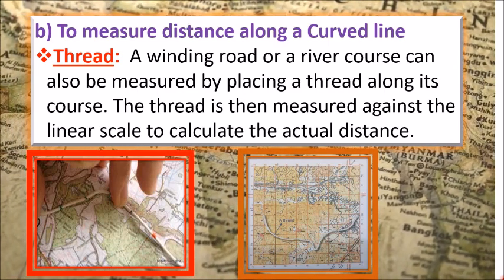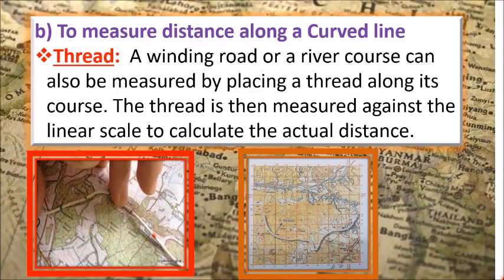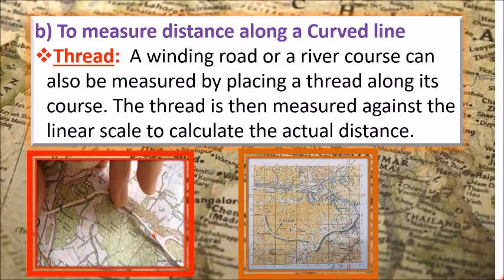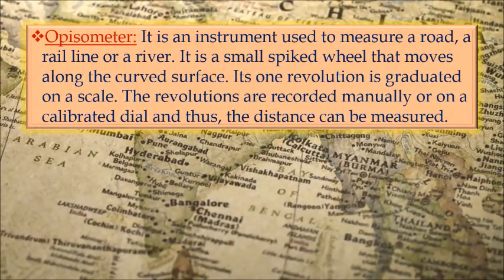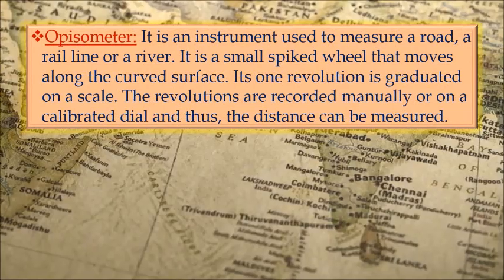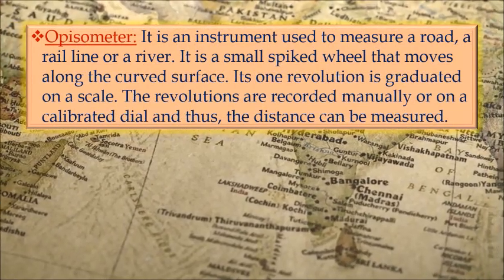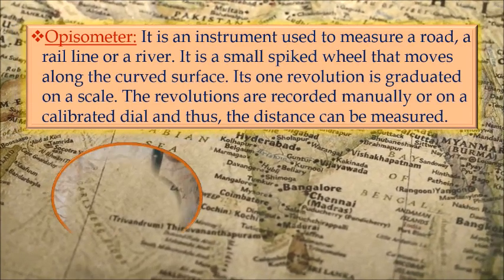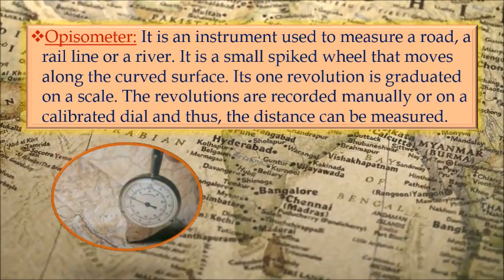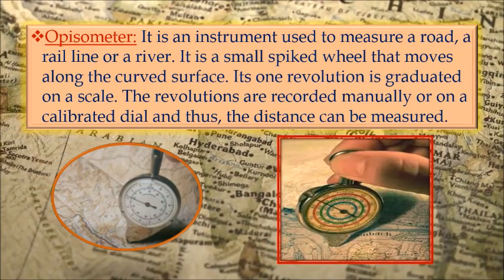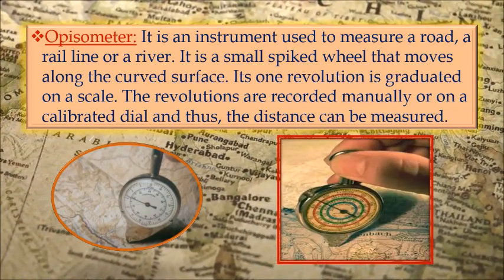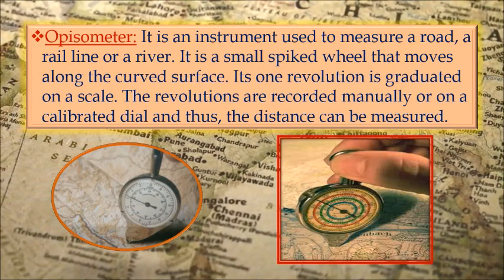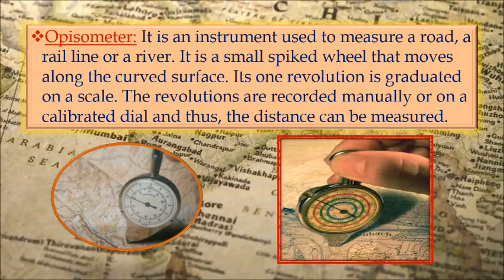The next method to measure the distance along a curved line is by using the instrument opisometer. It is an instrument used to measure a road, a rail line, or a river. It is a small spiked wheel that moves along the curved surface. Its one revolution is graduated on a scale. The revolutions are recorded manually or on a calibrated dial, and thus the distance can be measured.